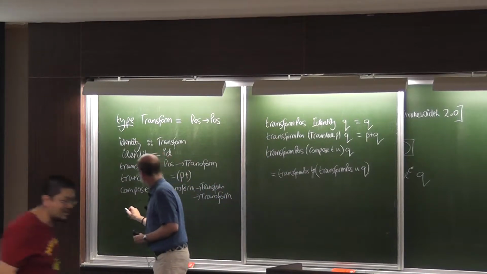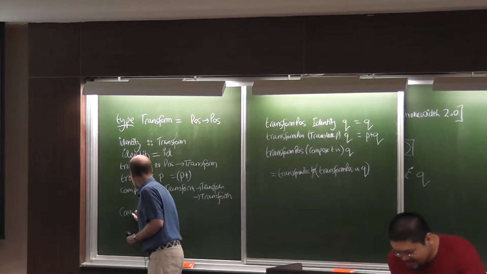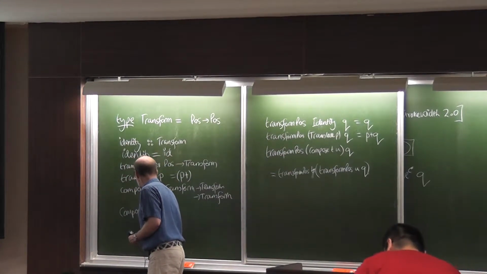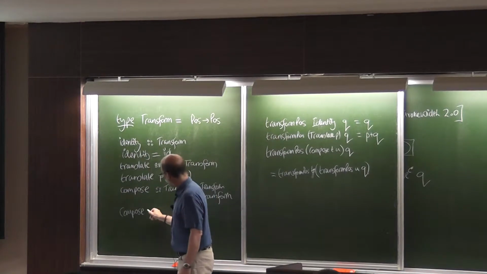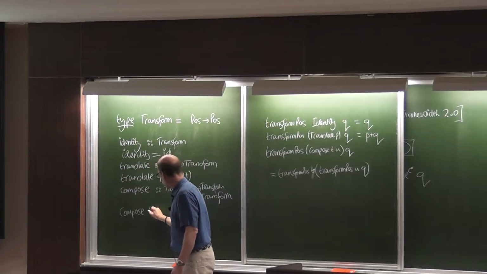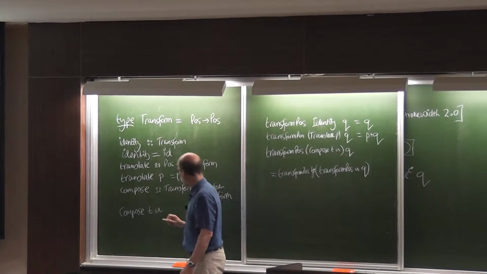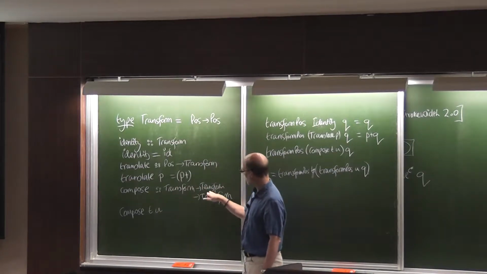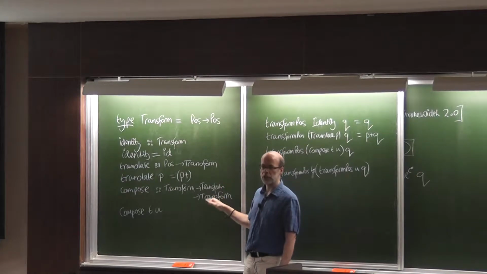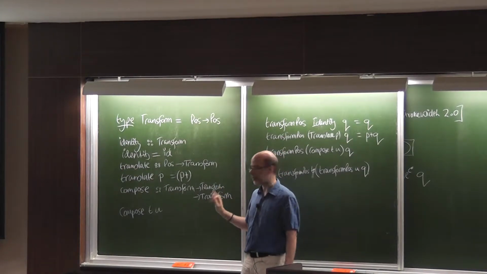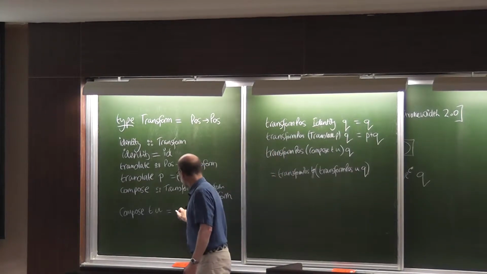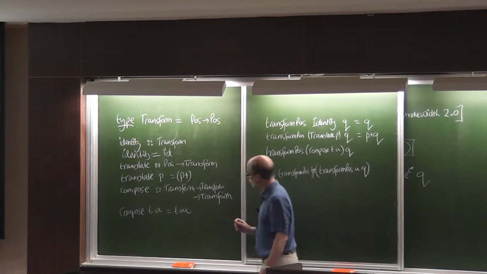And finally, compose. If this is the semantics of one transformation and this is the semantics of another transformation, T is a B2B function, U is a B2B function, we have to make a B2B function out of them. Well, we just compose them together. T compose U.